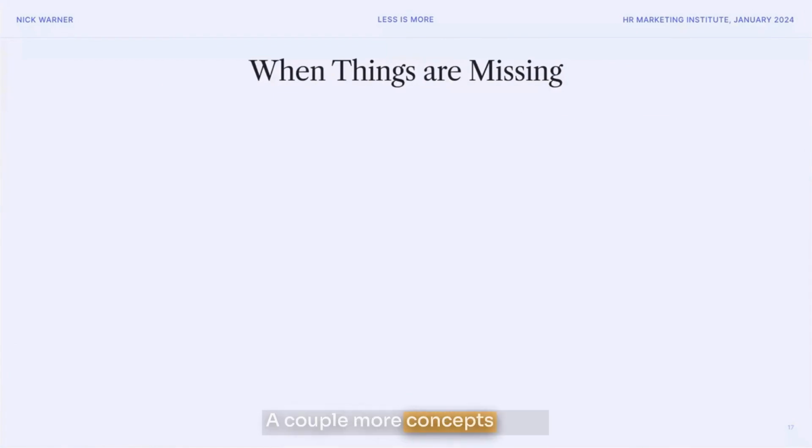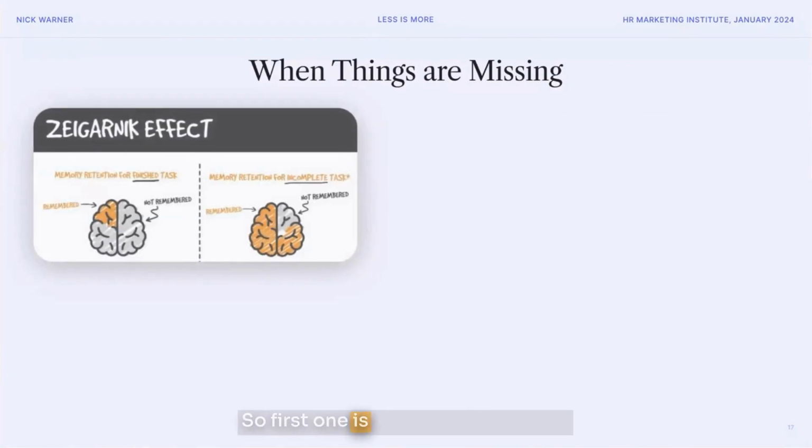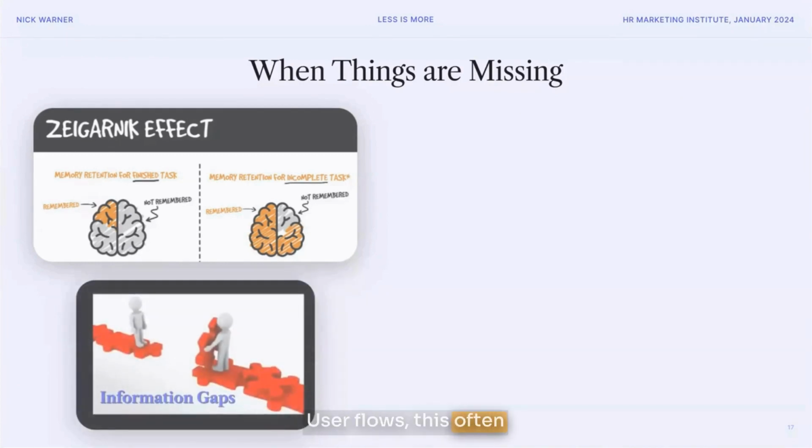Okay, a couple more concepts here. So first one is the Zeigarnik effect. Put simply, we're wired to remember things that are incomplete. We easily forget things that are already complete. And outside of in-product user flows, this often manifests in information gaps.